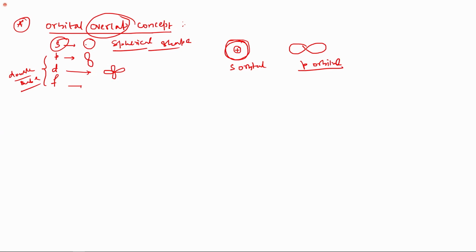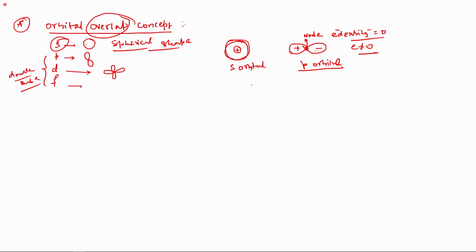In the p orbital, this point is called the node. This is positively charged, this is negatively charged. For the p orbital, there are always two lobes, one positively and the other negatively charged, and the center is the node. Node means that here the electron density is equal to 0, but here the electron density is not equal to 0. So this is the two orbitals, one is the s orbital, another is the p orbital.